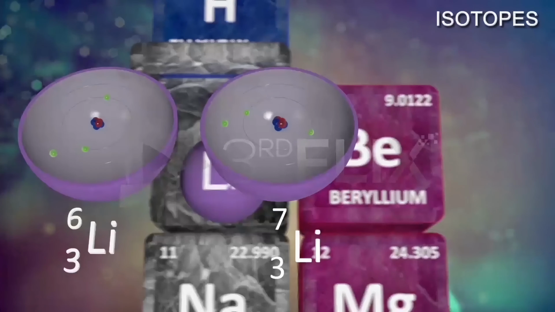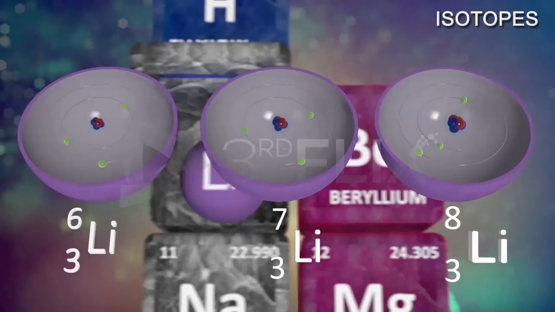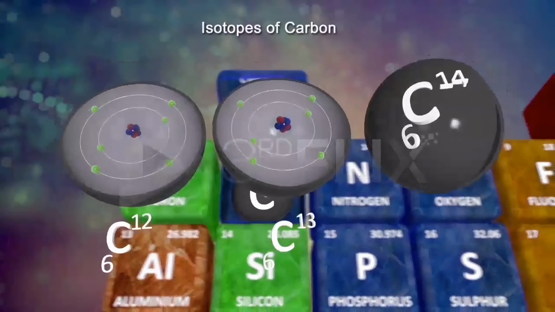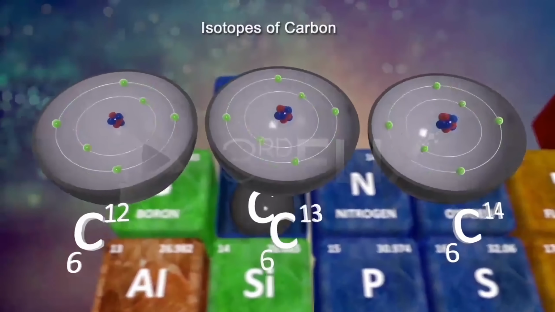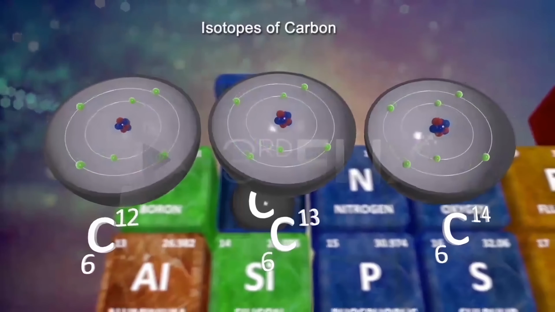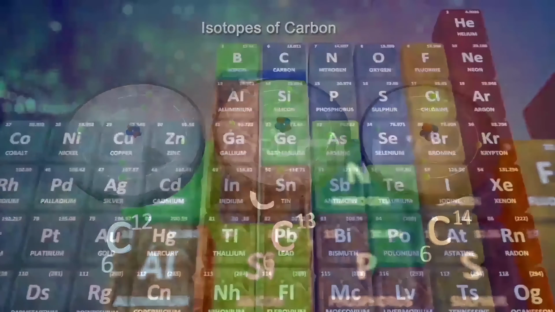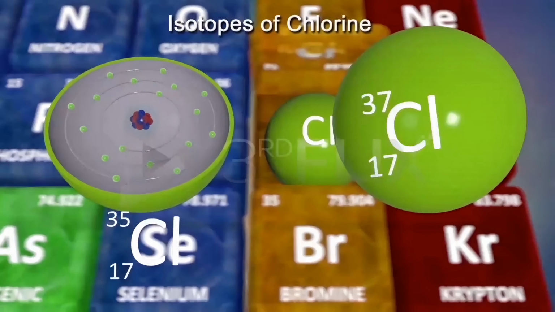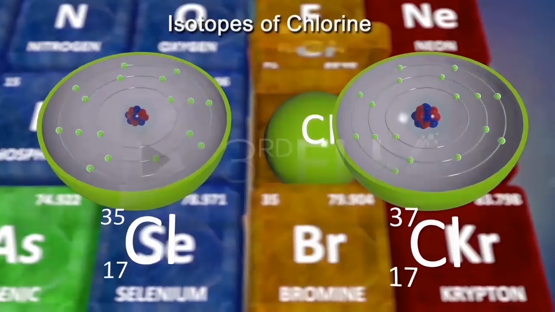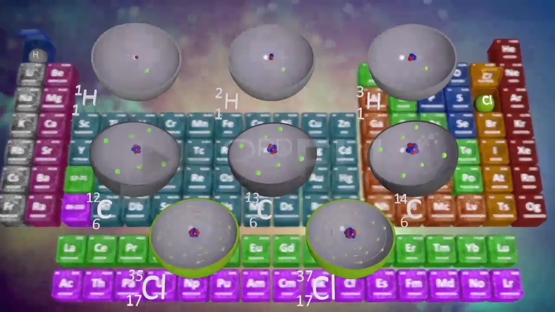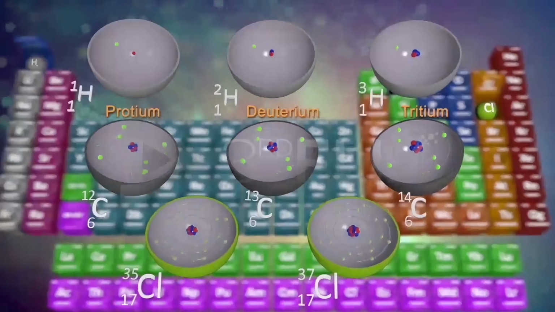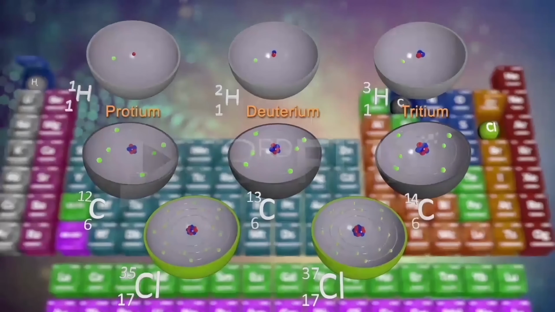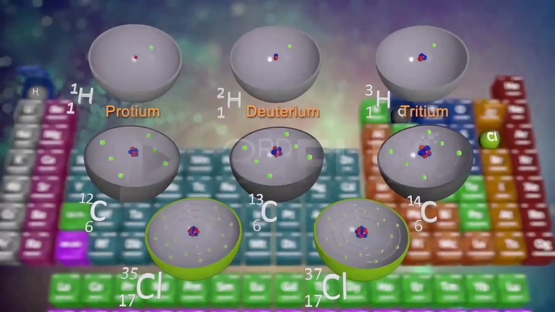Lithium-6, lithium-7, and lithium-8 are the isotopes of lithium. C-12, C-13, C-14 are the isotopes of carbon. On the other hand, chlorine has two isotopes, that is, Cl-35 and Cl-37. It must be noted that isotopes of elements other than hydrogen do not have special names. They are represented simply by indicating their mass numbers.